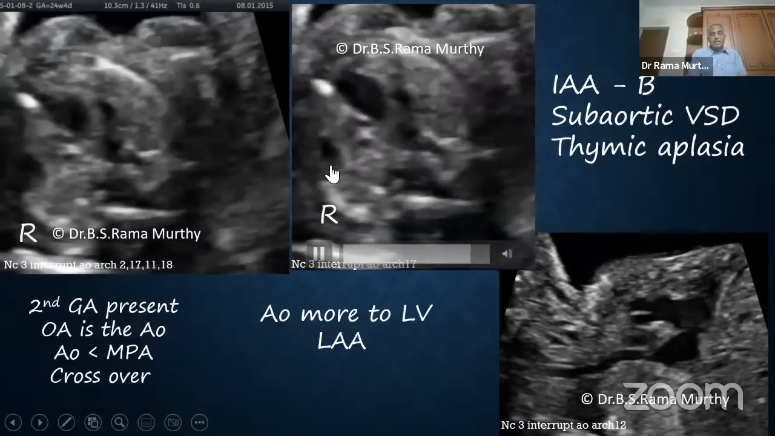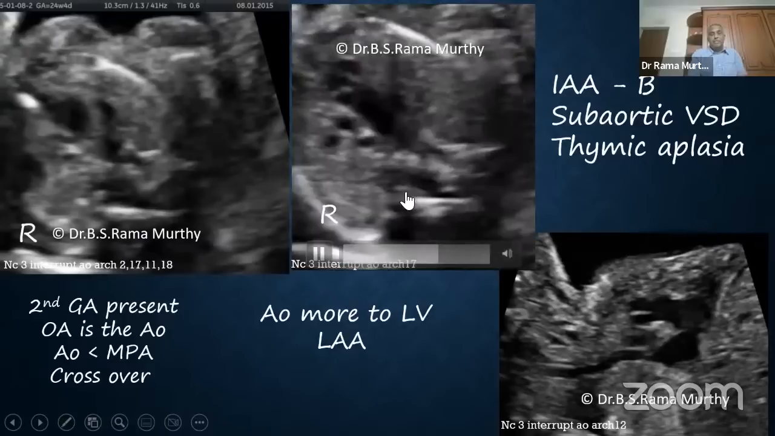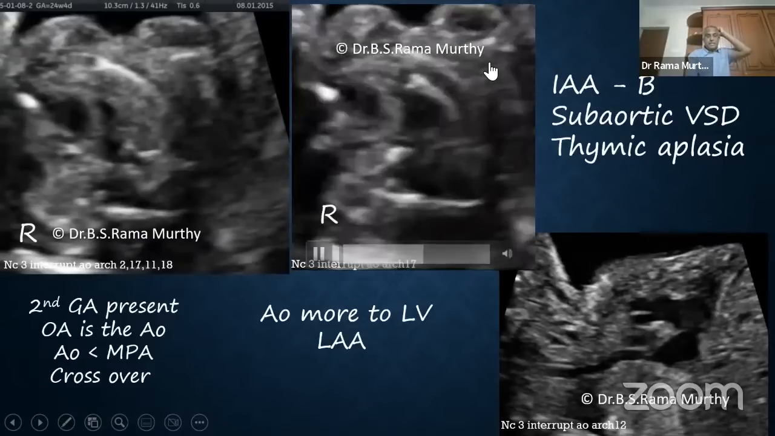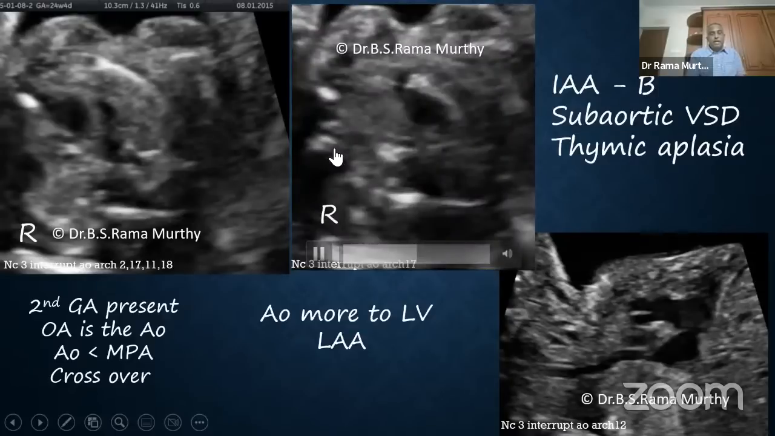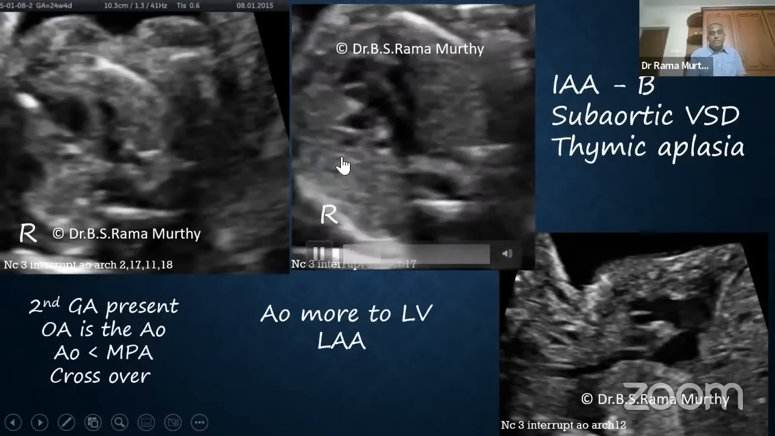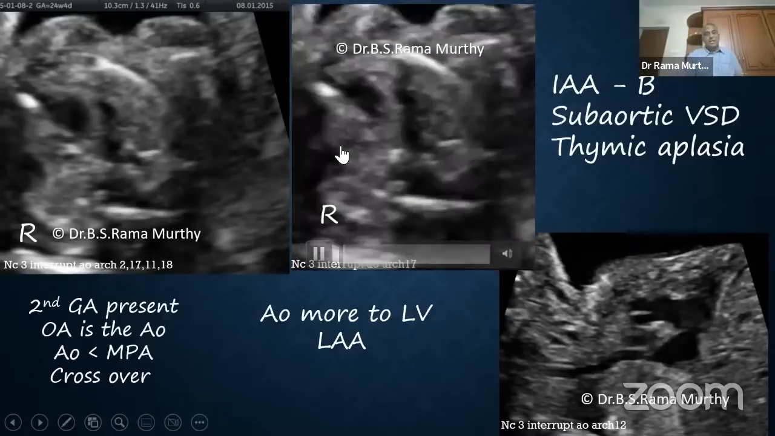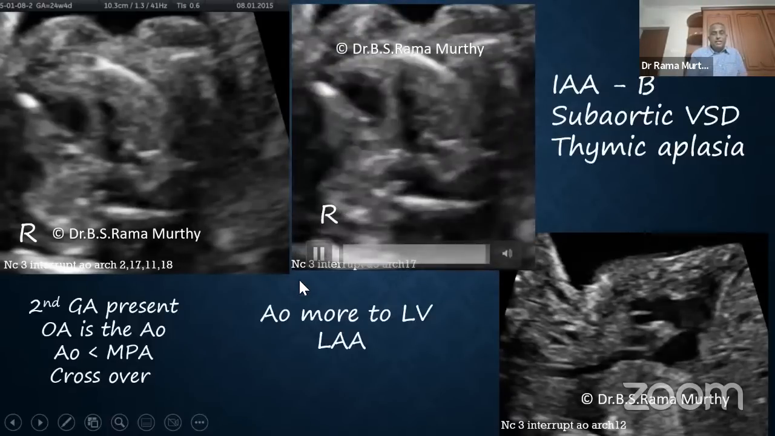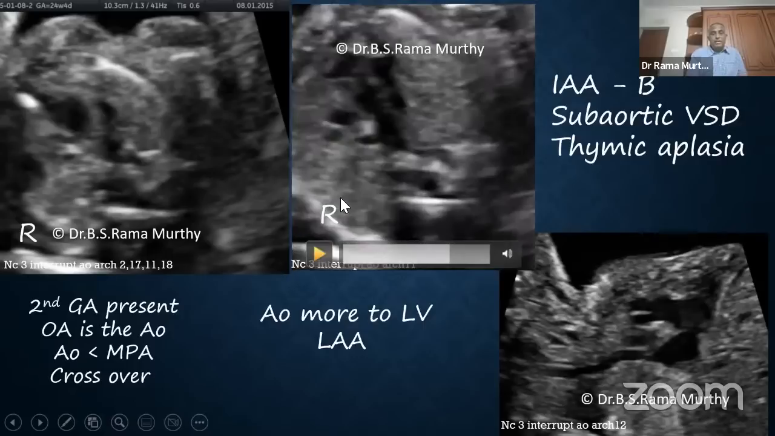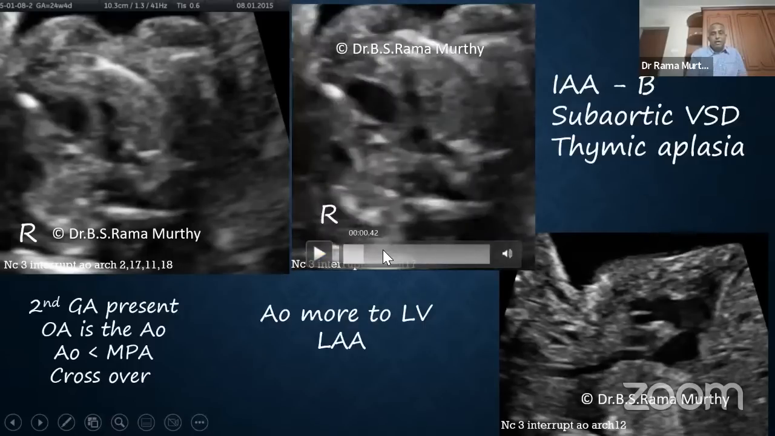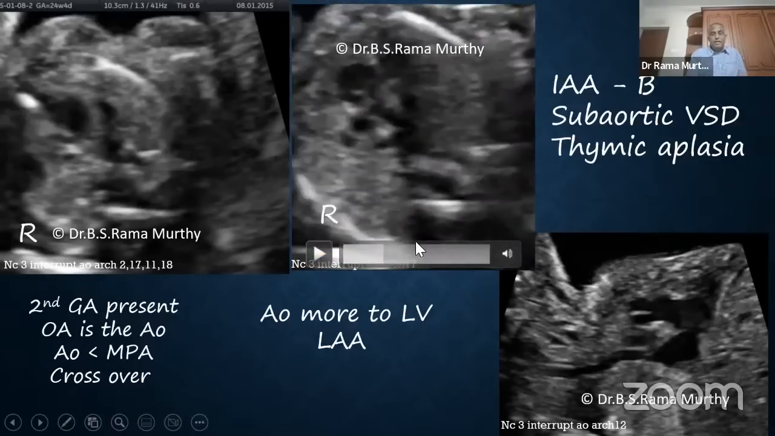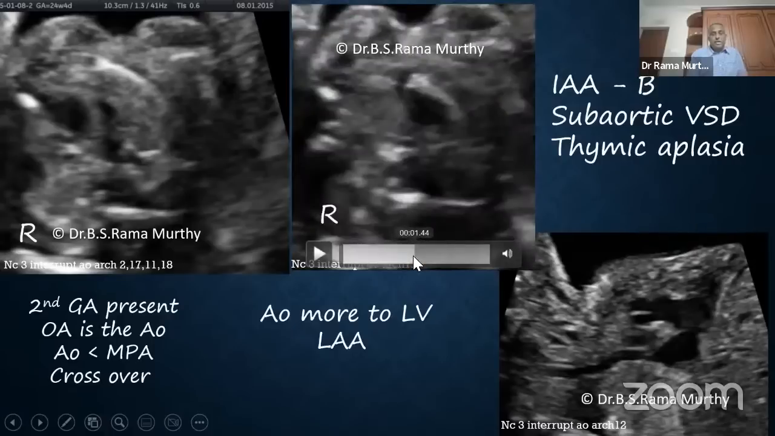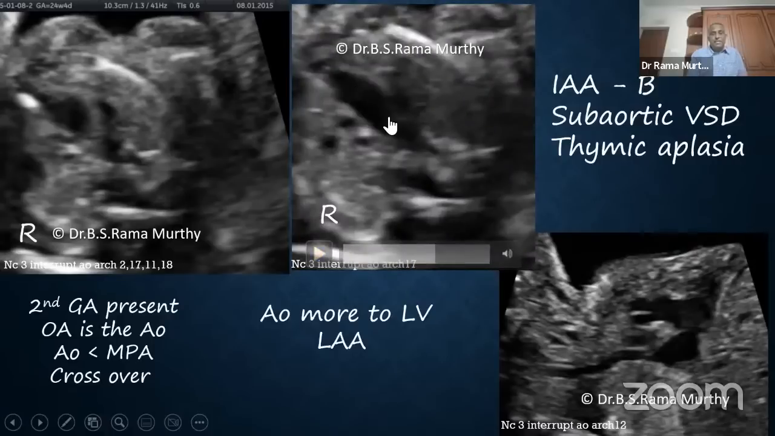You will see this is the three vessel trachea view. This is the right side, this is the left side. Since it's the three vessel trachea view, the rightmost vessel is the SVC, and the one next to it is the aorta, and the aorta is definitely small. It is small, right? And I want you to see its relationship in as far as size to the pulmonary artery. You can see that the pulmonary artery is very, very large over here.